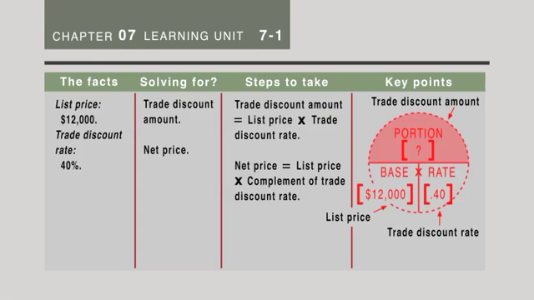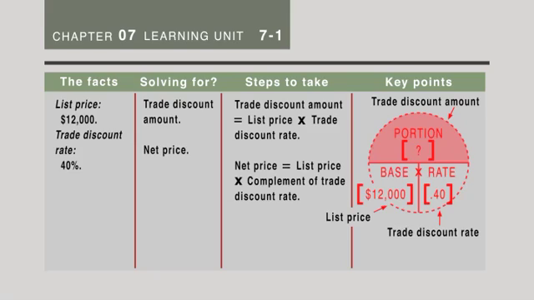Okay, let's get a look at this. Let's first look at the blueprint. We see the list price is $12,000. We see that we're going to get a trade discount of 40%. That means for every $1, we're going to save what? 40 cents on the dollar. We're solving for really two things here, the trade discount amount and the net price. What we're going to save and what we're going to pay.